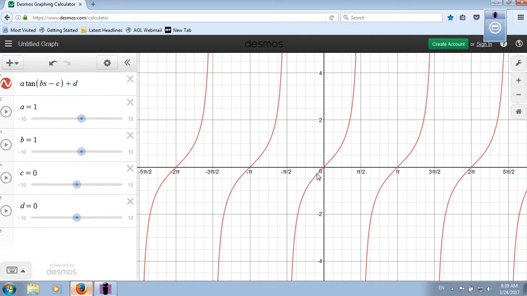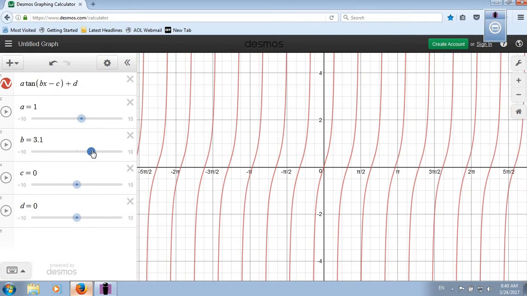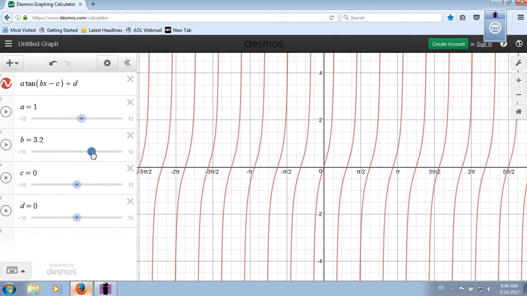This is the regular tangent, and right now B is 1, so the frequency is 1. As we have talked about before, the period was 2 pi over b. Why 2 pi? Because sine and cosine have periods of 2 pi. But for tangent, it's going to be pi over b, because the natural period for tangent is pi.